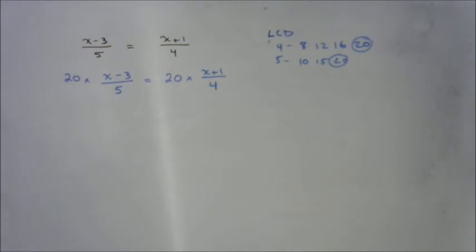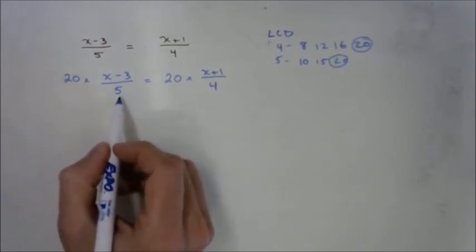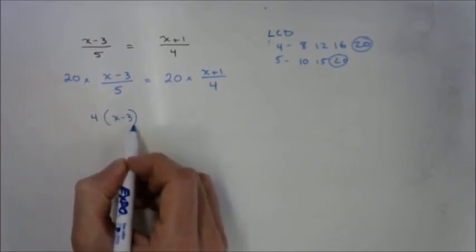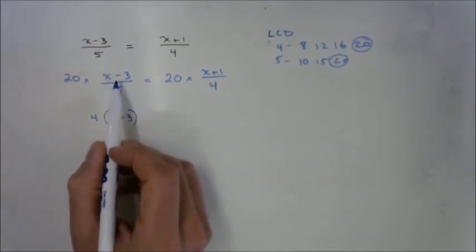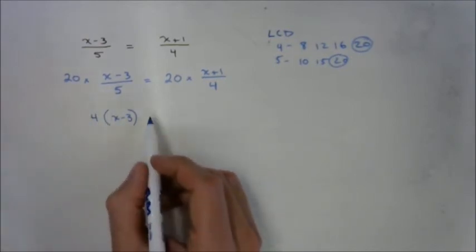Now, what am I going to be left with on the left side? 4. That's right. So 20 divided by 5 is 4. So I'm going to have 4 times x minus 3, that group. Remember to keep x minus 3 as a group. This next step we should be familiar with.